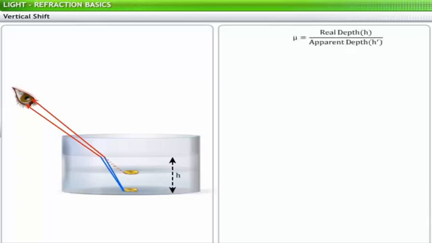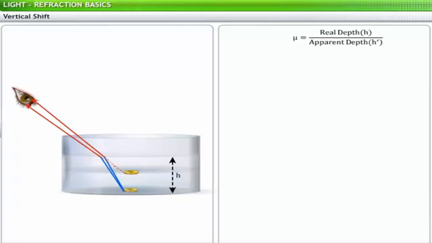Put a coin at the bottom of the trough containing water to a depth h. When viewed from above, the bottom of the trough and the coin appear to be raised. This change in the perceived depth of an object in a denser medium as observed from a rarer medium is known as vertical shift.